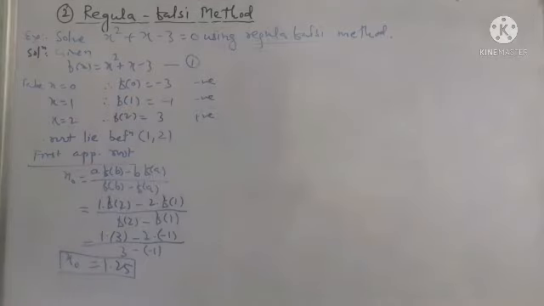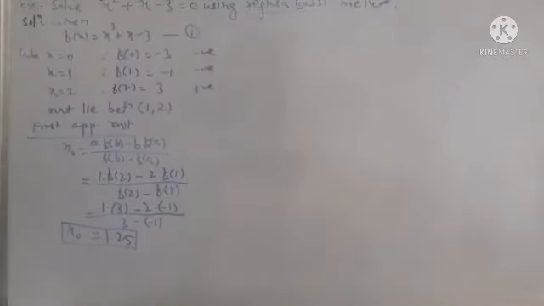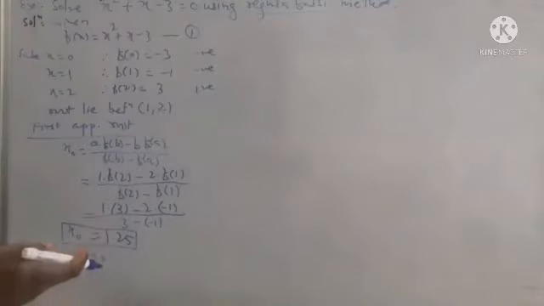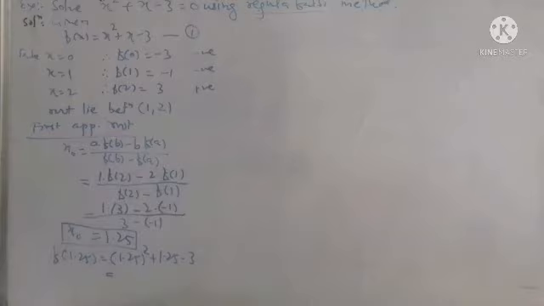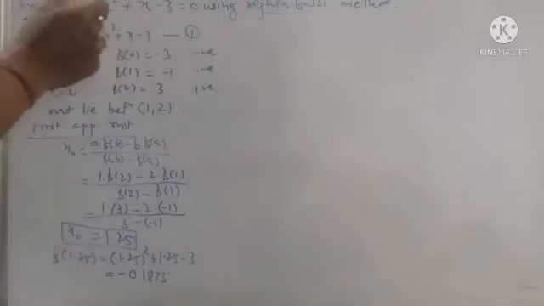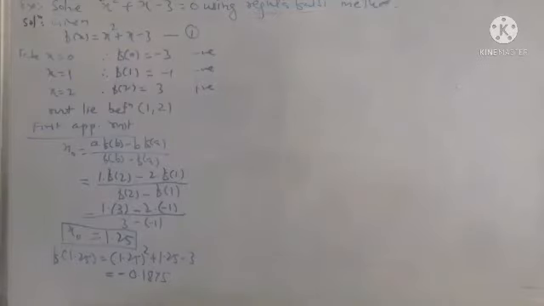Now we have to check the value of the function at 1.25 to determine whether it is a root or not. Putting the value x = 1.25 in equation 1 on the right hand side, we get 1.25 square plus 1.25 minus 3. By using a calculator we get the value of f of 1.25 as minus 0.1875. This states that the function at 1.25 is not equal to 0, therefore x = 1.25 is not a root of this algebraic equation. So we take the next approximate root.